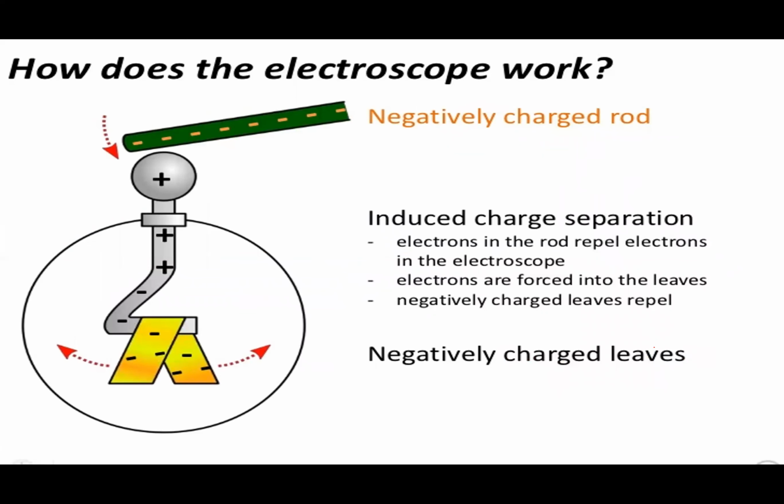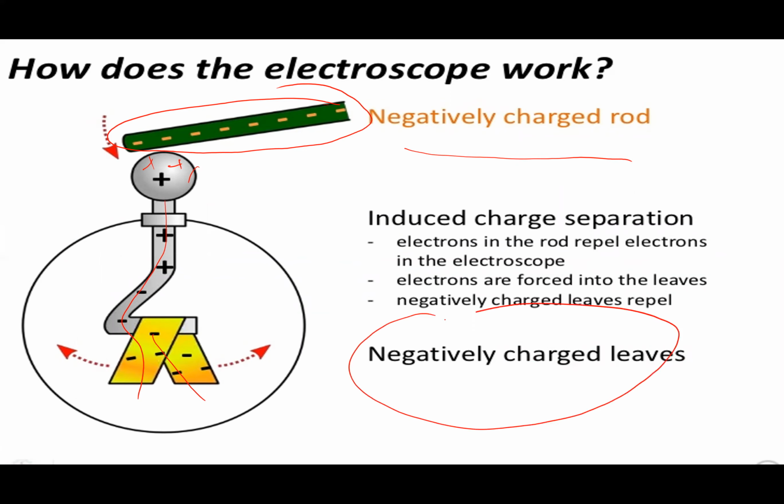Now, how does the electroscope work? Negatively charged object. Bring a negative charged object to this body. It will attract positive charges and repel the negative charges. So negatively charged leaves. Electrons in the metal rod repel electrons, because similar charges repel each other. Electrons are forced into the leaves. Electrons will be pushed here. Negative charge leaves. This will be charged negatively.